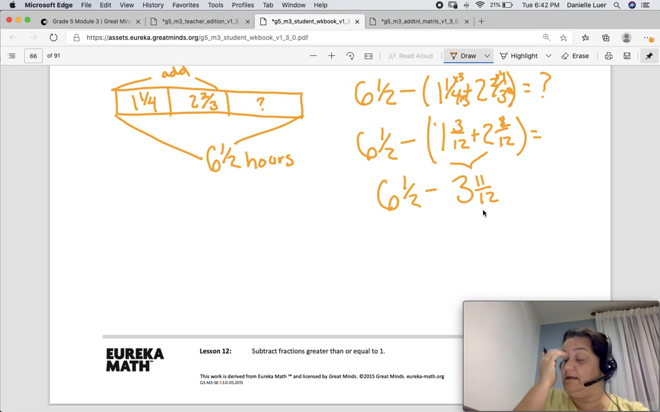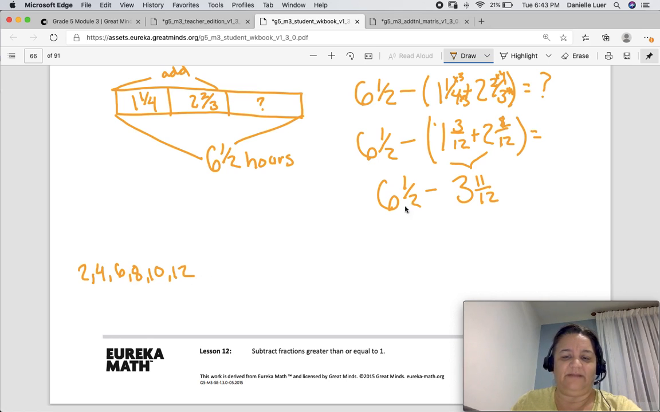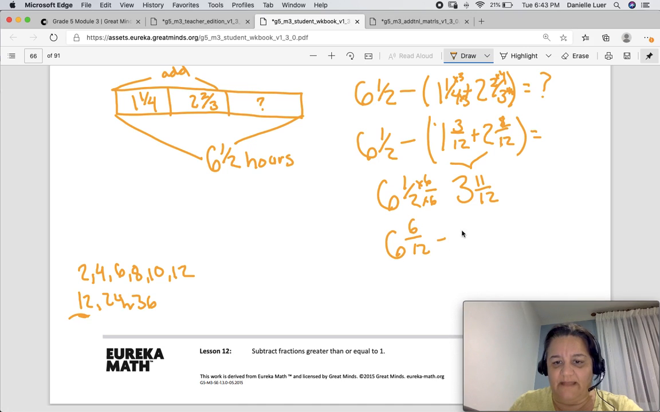Okay. So I know that I want my common denominator to be 12. Can you see that? 2, 4, 6, 8, 10, 12. That would be my 2's. And then my 12's would be 12, 24, 36. But I can see that 12 right away. So I'm going to multiply this times 6 and this times 6. And that will give me 6 and 6/12 minus 3 and 11/12.